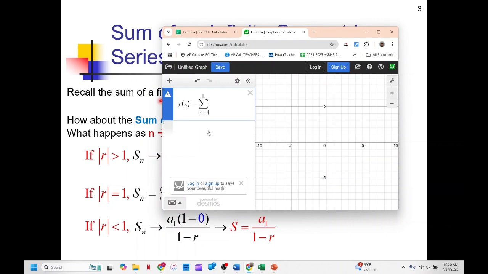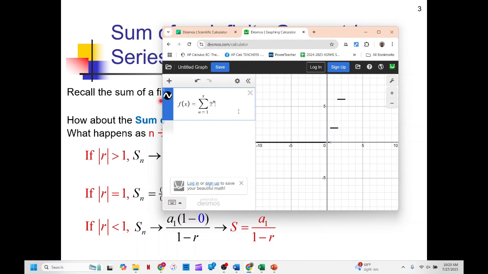I'm going to go from n to, and now my upper limit of summation, I'm going to make that x so that I get to control how big this series is. And then I'm going to put an r value in here. Let me just use 2. And I'm going to raise that to the n power. So this is the series like 2 plus 4 plus 8 plus 16.